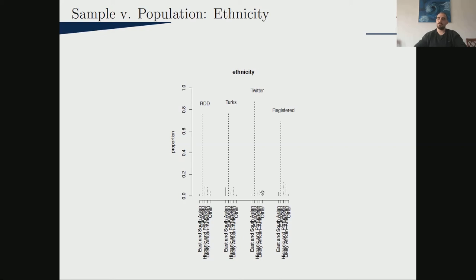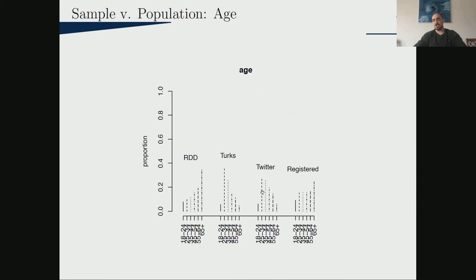But apart from this oversampling of white individuals on Twitter, which is particularly severe, the rest of the distribution doesn't seem so skewed. When it comes to age, there's a big problem, as you might expect, in that whilst the random digit dial sample is skewed towards elderly people, who are the ones that are more likely to pick up the phone when you call them, the Turks and Twitter are both skewed towards way younger people, so kind of between 25 and 34. We really struggle actually to find elderly Twitter and Turk users. And this is a big challenge for us actually.